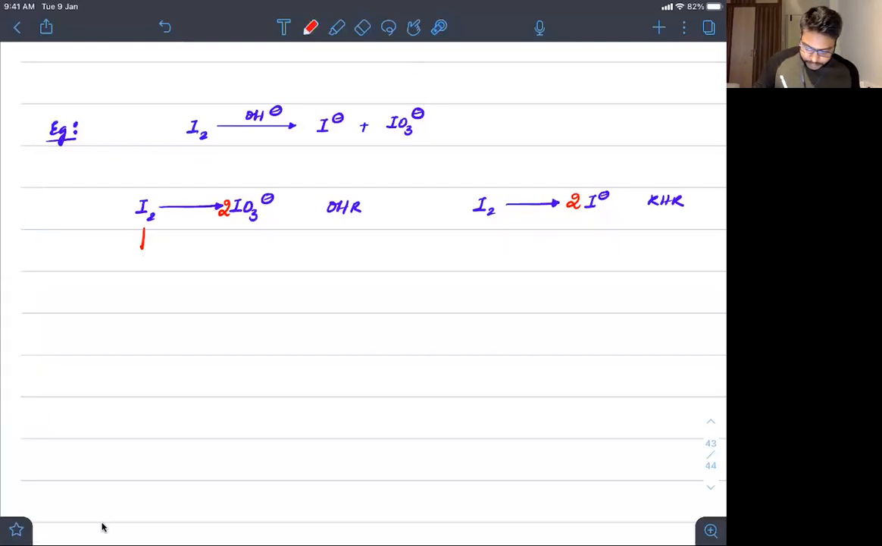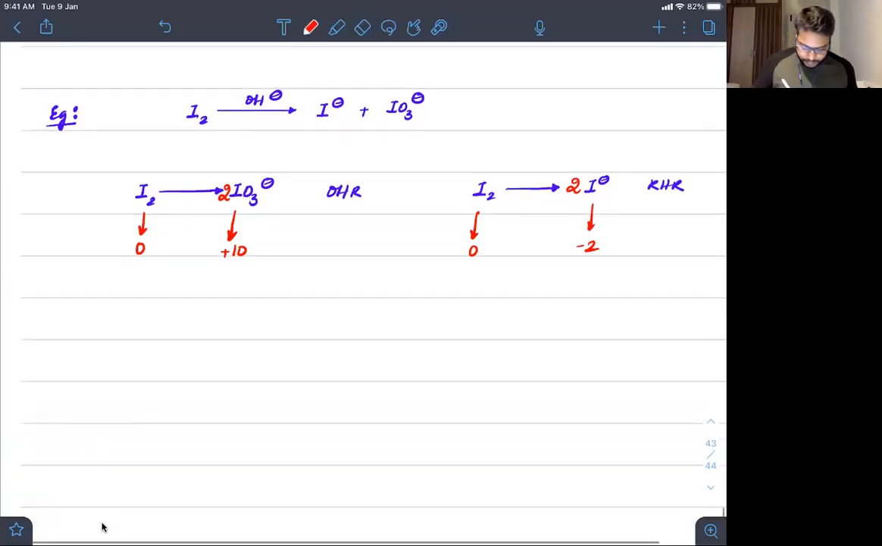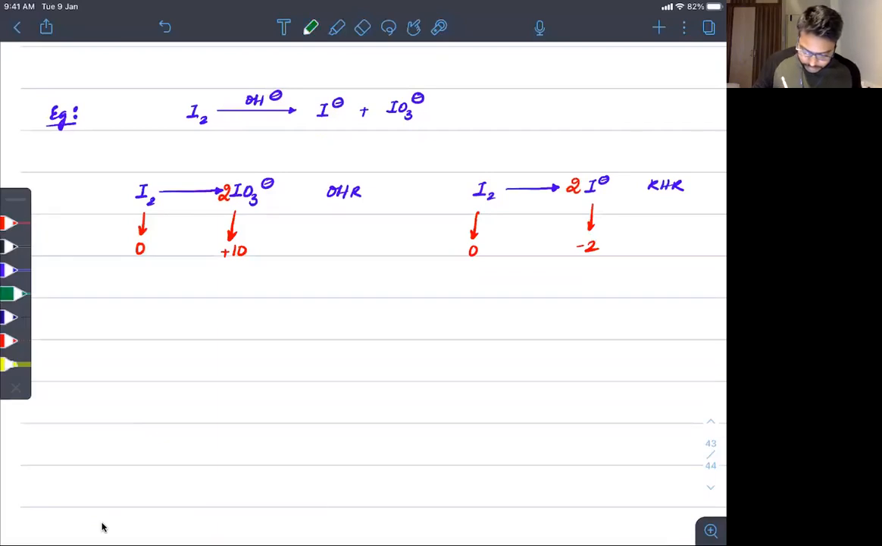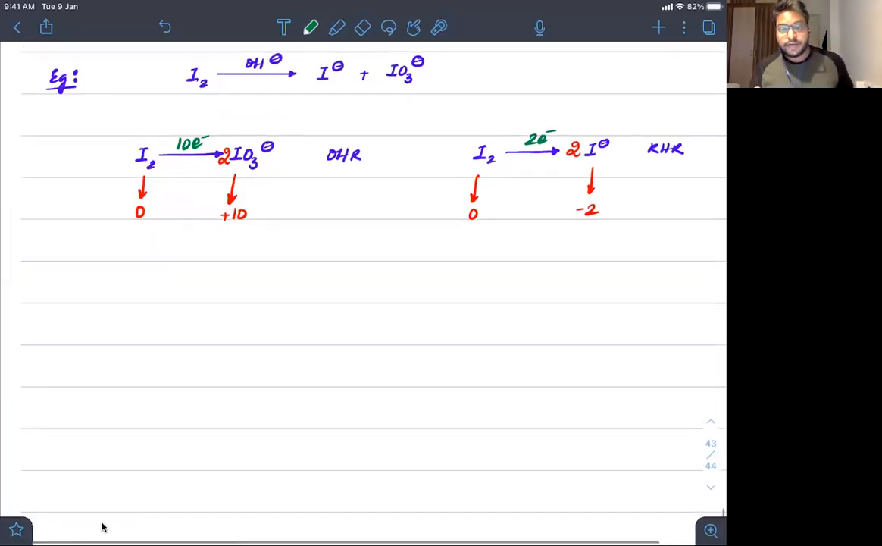Now see the number of electrons transferred. From 0, for one iodine it is +5. For two iodines it is +10. Here it is also 0. For one iodine it is -1. For two iodines it is 2. So we can clearly make out the number of electrons transferred is 10 electrons here, and here it is 2 electrons. Now we have to calculate equivalent weight individually first.